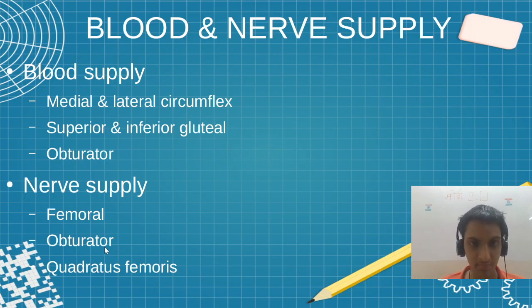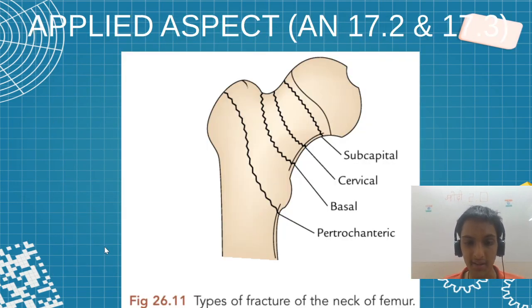Let's see the applied aspect now. First, the types of fracture of the neck of the femur. Please understand that there are four kinds of fracture in the femoral neck. We have the subcapital, cervical, basal and pertrochanteric. Please remember these four names. I'll repeat once again: subcapital, cervical, basal and pertrochanteric.